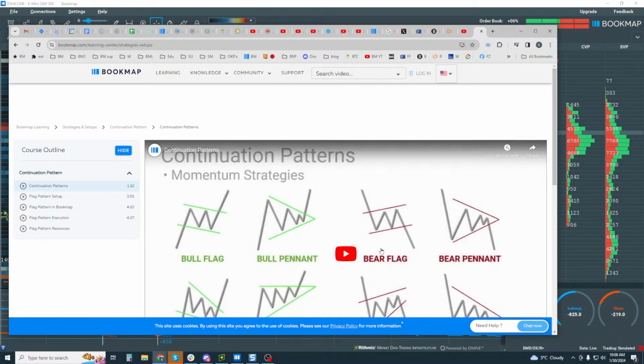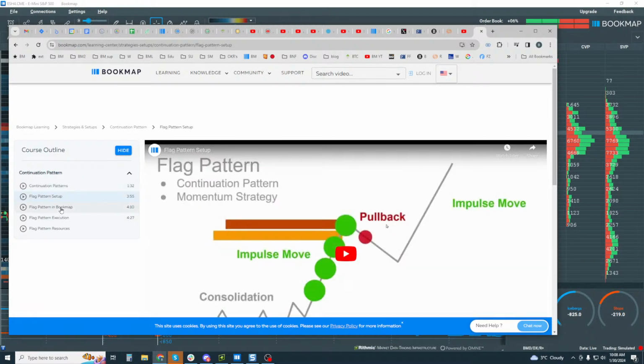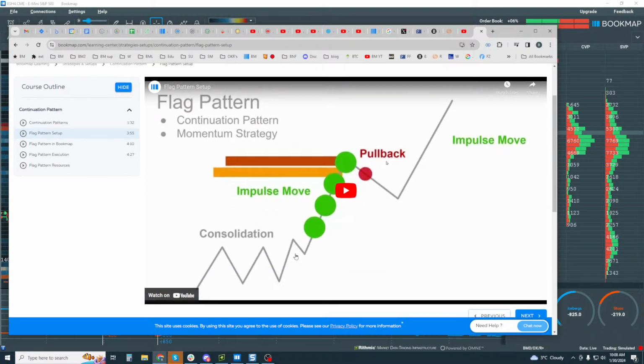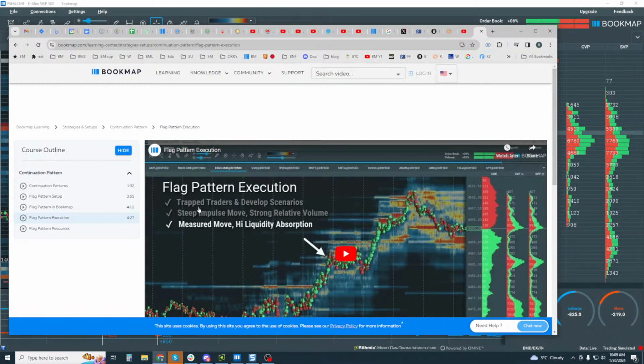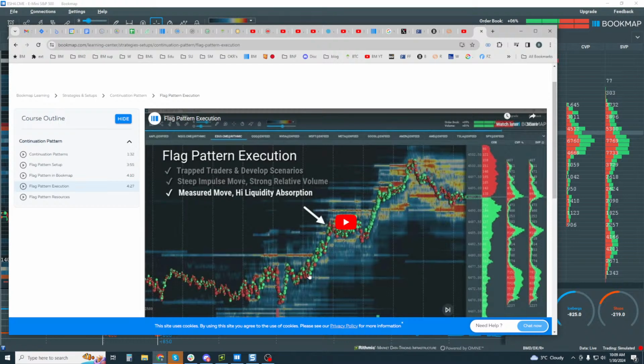If you click on this and you go here, you'll see there's a handful of videos, but they go through just one continuation pattern or momentum strategy, and that's a flag pattern, which is a very, very simple pattern. It's just a strong impulse move, a mild pullback, followed by another strong impulse move. All right, and we have it in diagram form, what it looks like in Bookmap, and also what we're looking for to make this setup much higher probability. We're going to cover this as well, looking at something higher probability.